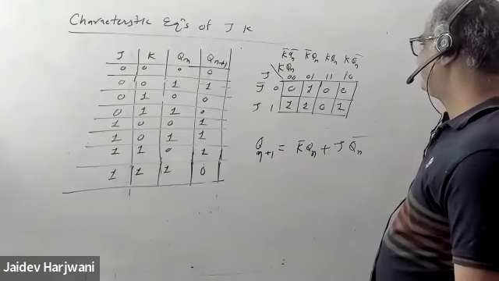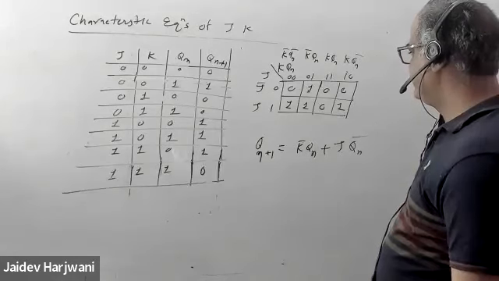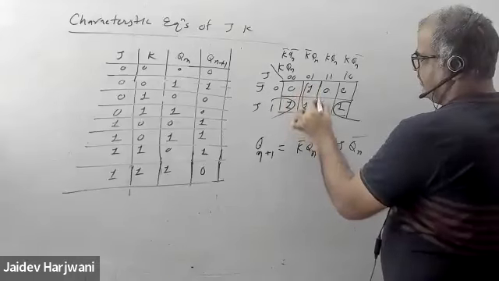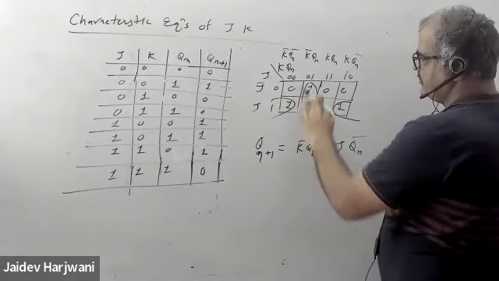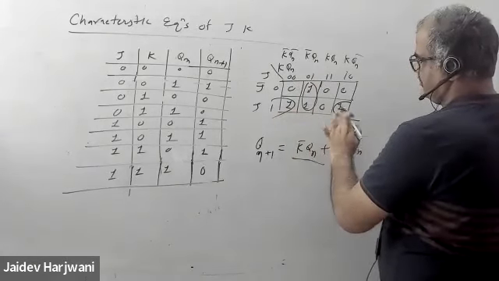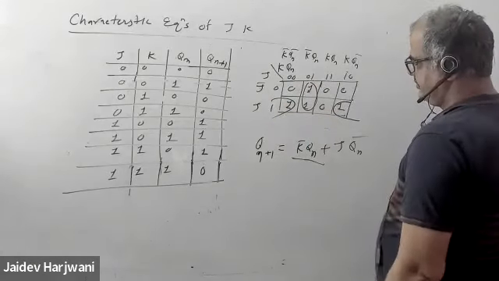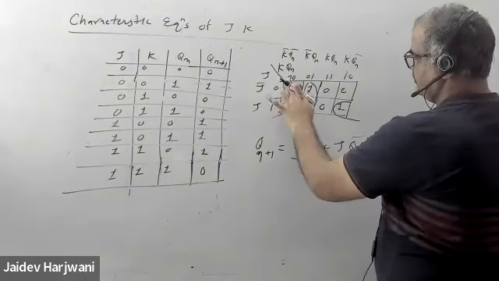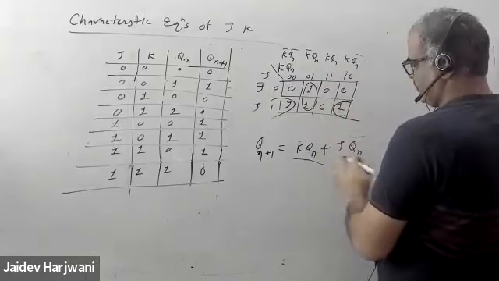How do you make pairs? One pair is this one, and another pair is this one. This is your K bar Qn, and this is your J. Okay, J is constant, and here 0 0 0 is Qn bar constant. This is your answer.